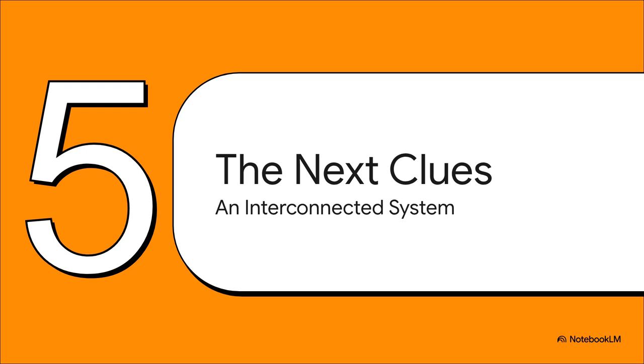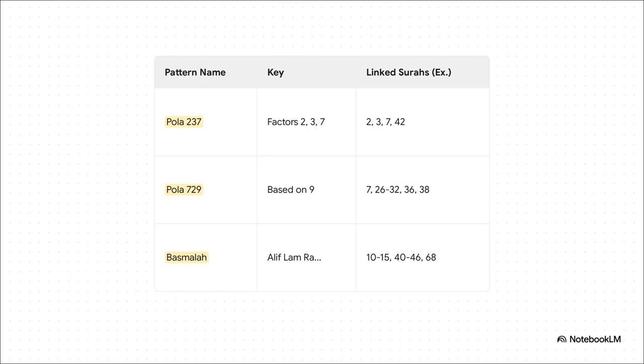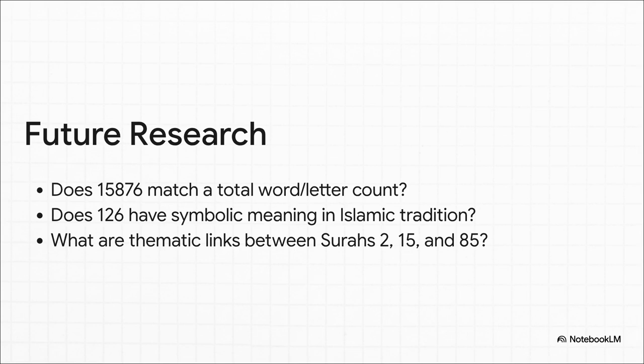Now, this QRN pattern we've been walking through, it is not the end of the story, not even close. In fact, the theory suggests that it's just one piece of a much, much larger interconnected system of patterns running all through the Quran. And this table kind of shows what I mean. The QRN pattern doesn't exist in a vacuum. Researchers suggest it clicks right into other proposed numerical systems. You've got patterns like Pola 237 based on prime numbers and Pola 729, which connects back to that number 9 we saw earlier. The thinking is that these aren't just a bunch of isolated coincidences, but are all parts of one massive, interconnected system.